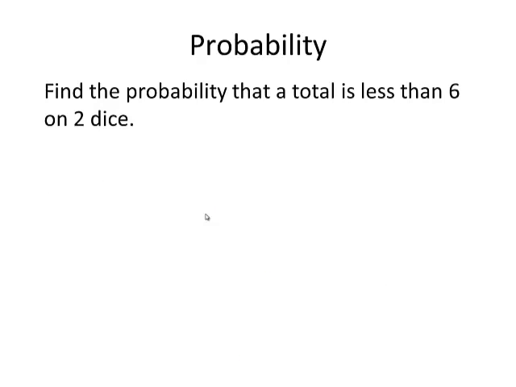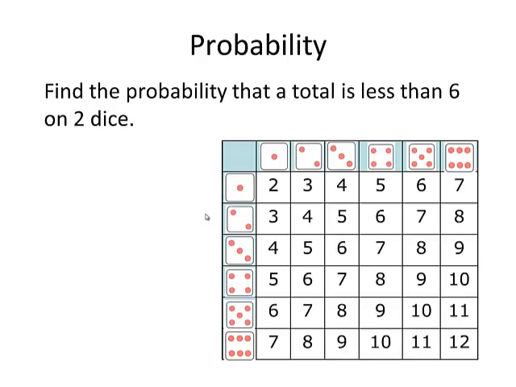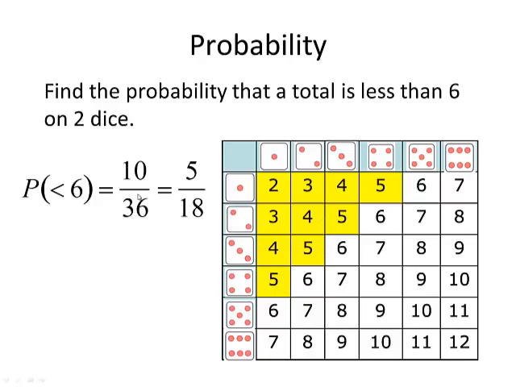Find the probability that a total is less than 6 on 2 dice. Okay, it helps if you have your sample space. Less than 6, how many of these are less than 6? Those are less than 6. So you have 1, 2, 3, 4, plus 3, plus 2, plus 1. So that makes 10 out of 36, my total sample space. So the probability of less than 6 is 10 out of 36, or 5/18 reduced.